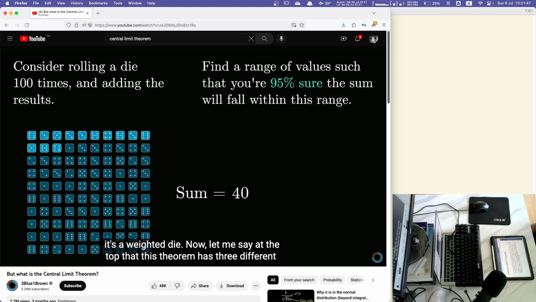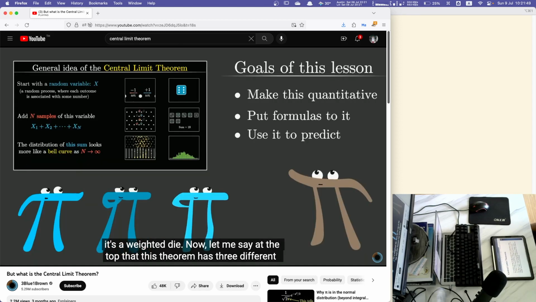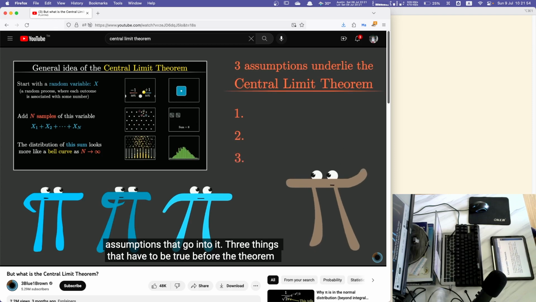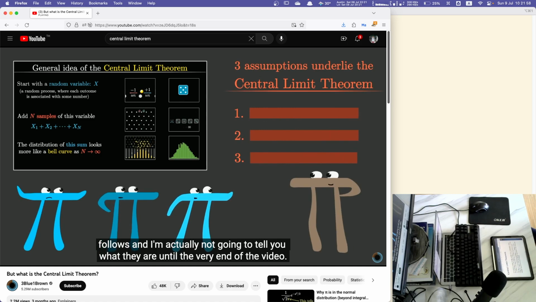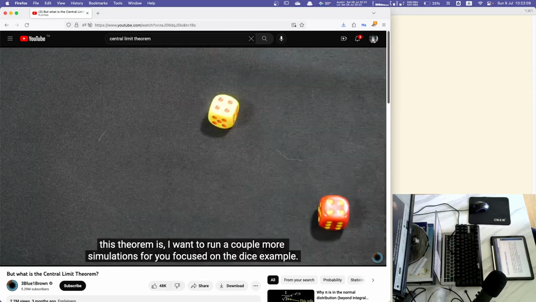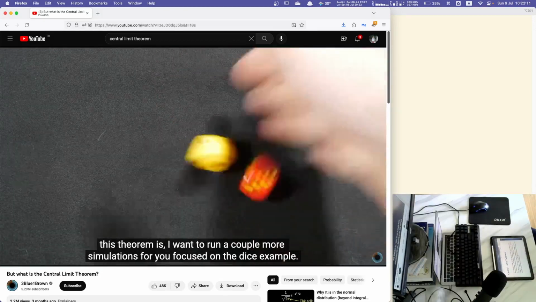Now let me say at the top that this theorem has 3 different assumptions that go into it, 3 things that have to be true before the theorem follows. And I'm actually not going to tell you what they are until the very end of the video. Instead, I want you to keep your eye out and see if you can notice and maybe predict what those 3 assumptions are going to be. As a next step, to better illustrate just how general this theorem is, I want to run a couple more simulations for you focused on the dice example.